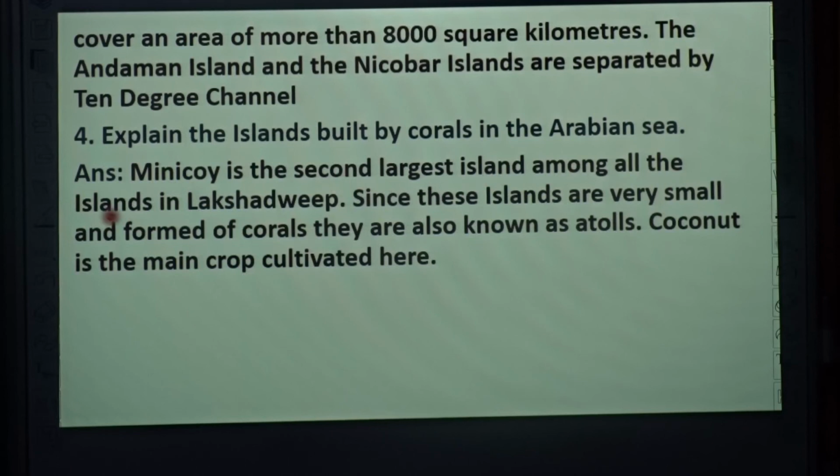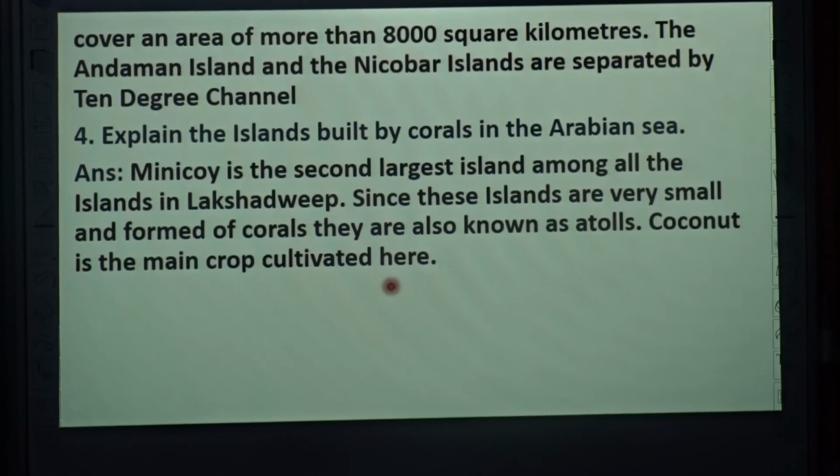Island among the islands in Lakshadweep. Since these islands are very small and formed of corals, they are also known as atolls. They are very small and formed of corals. And coconut is the main crop cultivated here. So in this island, coconut is cultivated more.